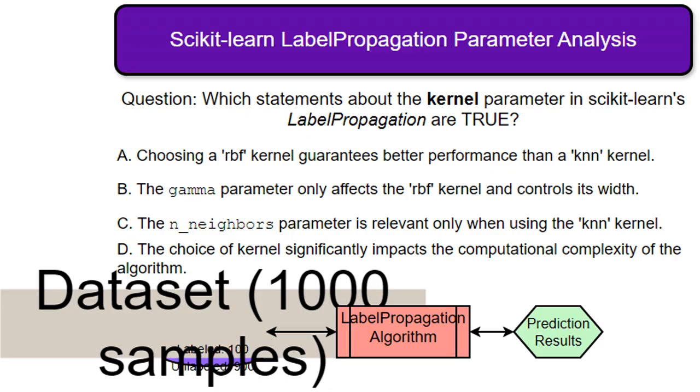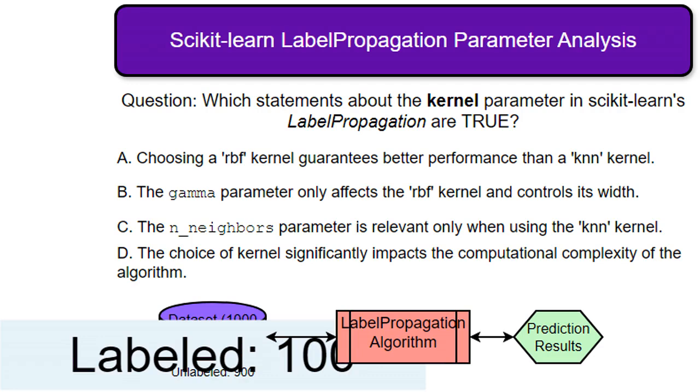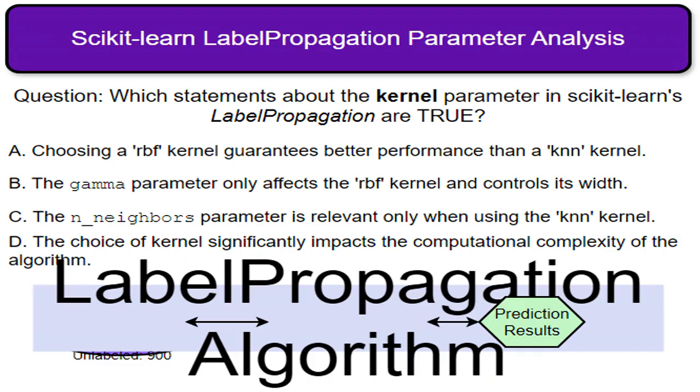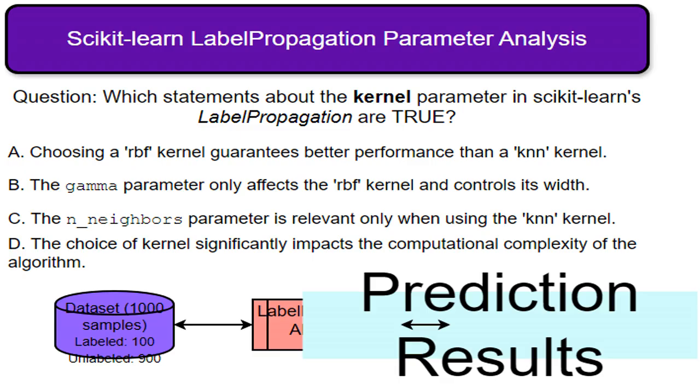I'm working with a dataset containing 1,000 samples, data points. Out of those 1,000 samples, 100 have known labels. This is our labeled data. The remaining 900 samples have unknown labels. We'll use semi-supervised learning to predict their labels. I am using the label propagation algorithm to predict the labels of the unlabeled data. The final goal is to get accurate prediction results for those 900 unlabeled samples using the label propagation algorithm with an appropriate kernel and parameters.